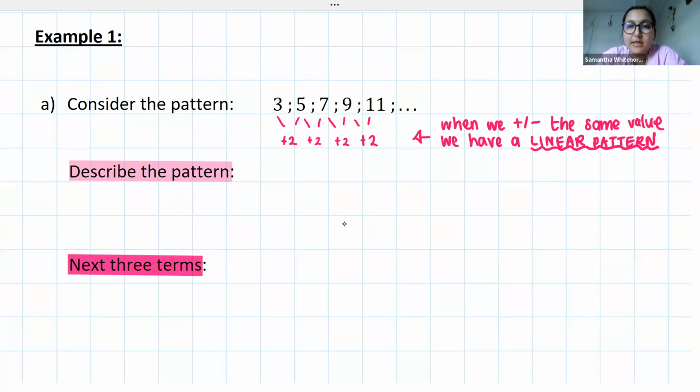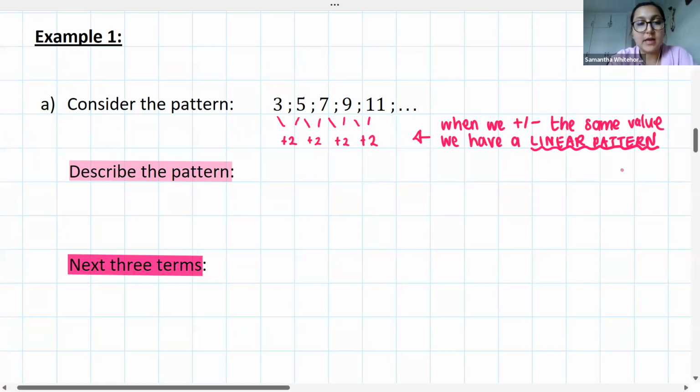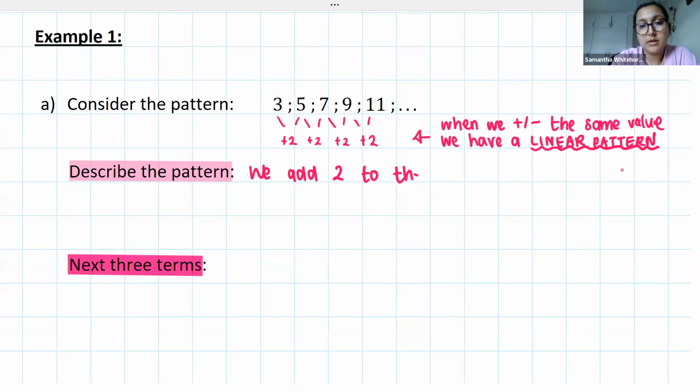So a linear pattern is when we add or subtract the same value each time. It can be any value. As long as I'm doing the same thing, adding the same thing, or subtracting the same thing from one term to the next, I've got a linear pattern. All right, so we've been asked to describe the pattern. There's lots of ways that you can get it across, but essentially we're adding 2 each time. So we add 2 to the current term to get the next term.